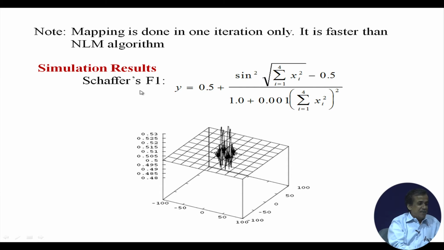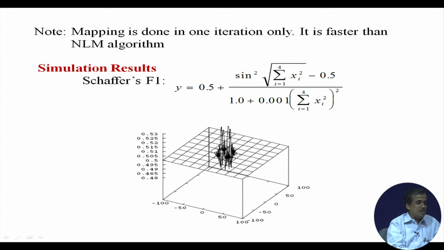So, this is Schaffer's F1, Schaffer's test function: y is 0.5 plus sine square root of the summation, i equals 1 to 4, of xi square, minus 0.5, divided by this. Here you can see i varies from 1 to 4. So, this is in 5 dimension. This particular function is in 5 dimension.